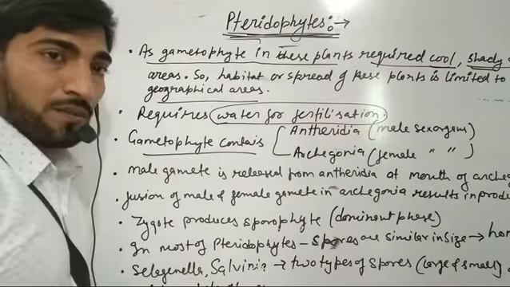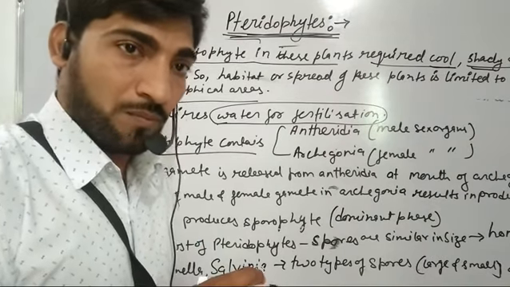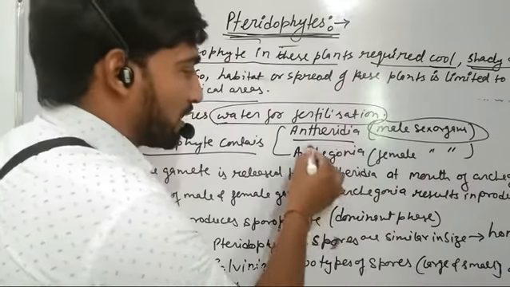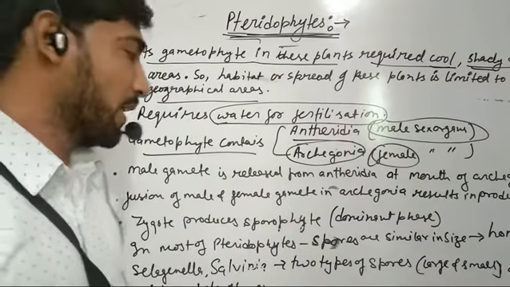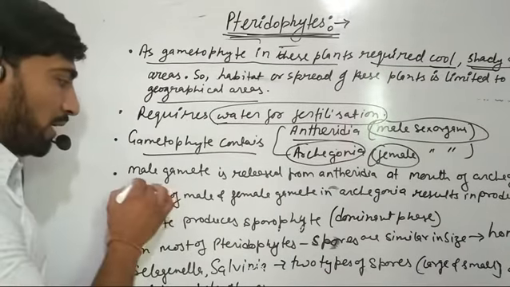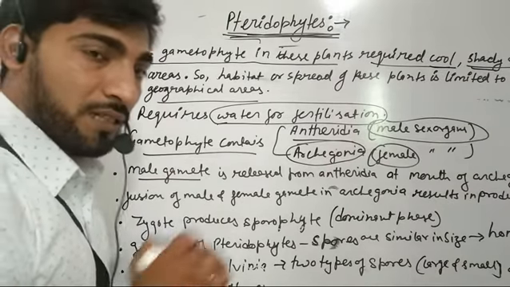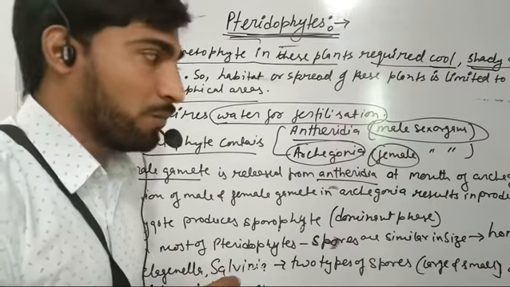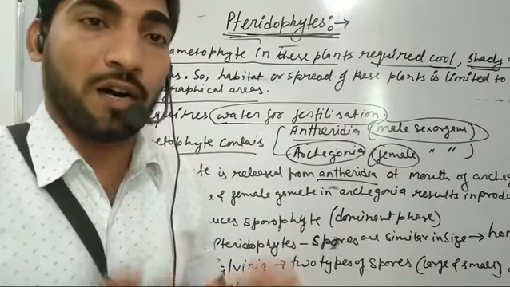Further, the gametophyte contains the antheridium and archegonium, and the antheridia is the male sex organ, whereas the archegonia is the female sex organ in case of pteridophytes. The male gamete gets released from antheridia. So when the male gamete is released from antheridia, it is released near the mouth of archegonia.